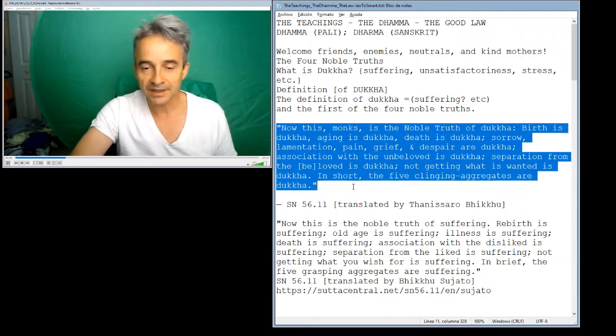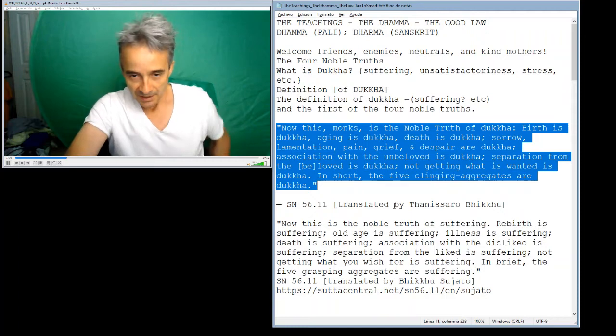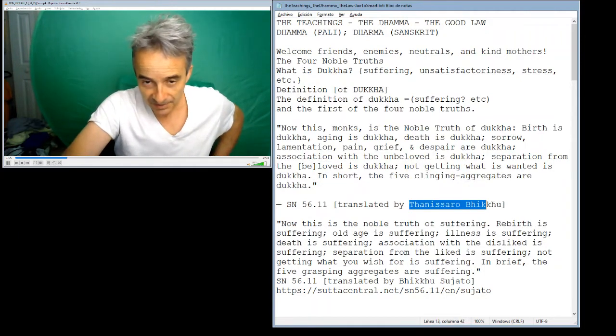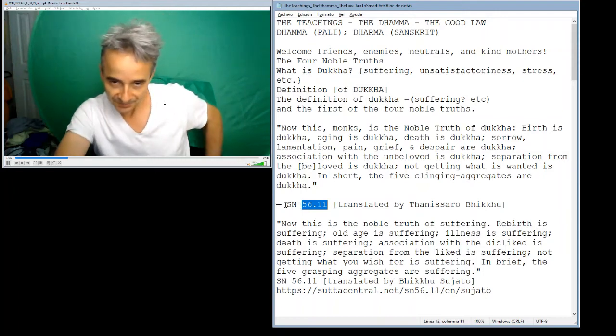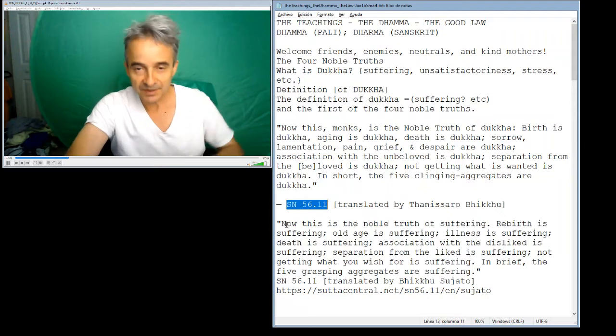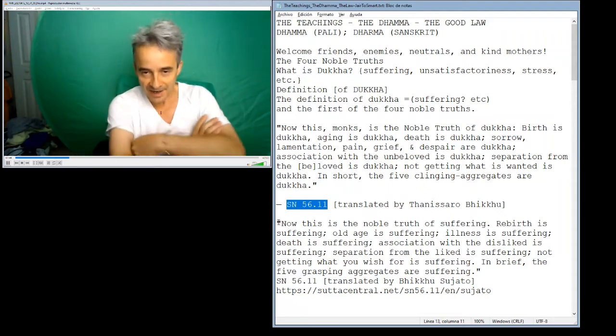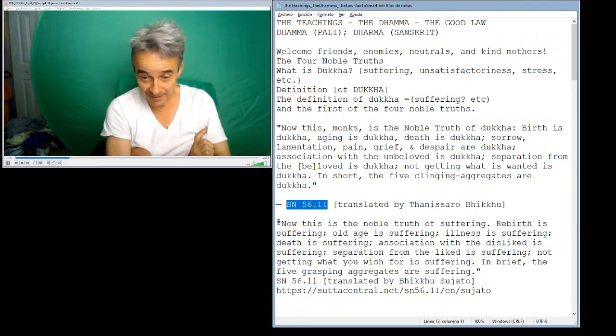Whew. Now that is the Samyutta Nikaya 56.11, translated by Thanissaro Bhikkhu. Now, I don't know what 56.11 means. Does it mean chapter 56 and verse 11? I don't know. Maybe that's book 56, chapter 11. That's where this verse is found. I don't know. I'll learn that as I get deeper into this.